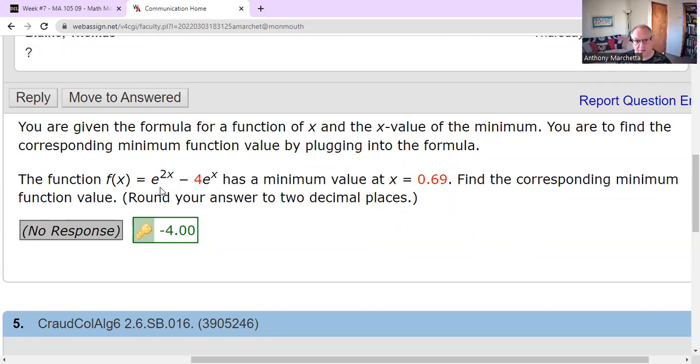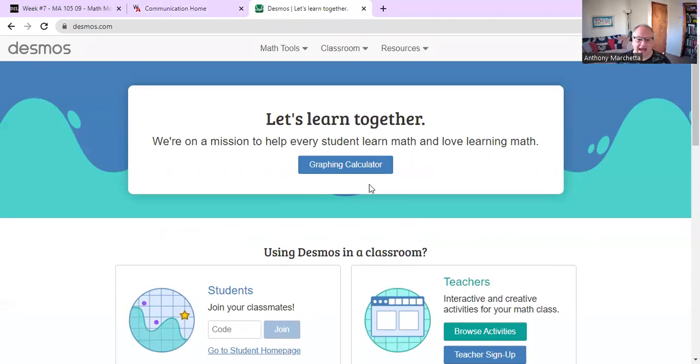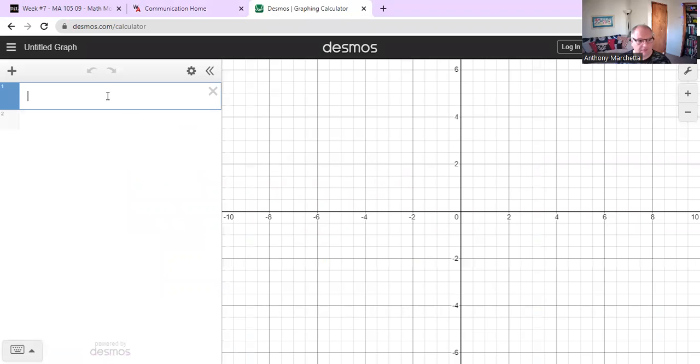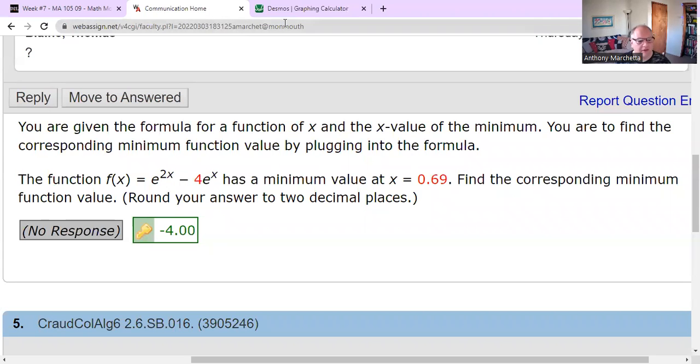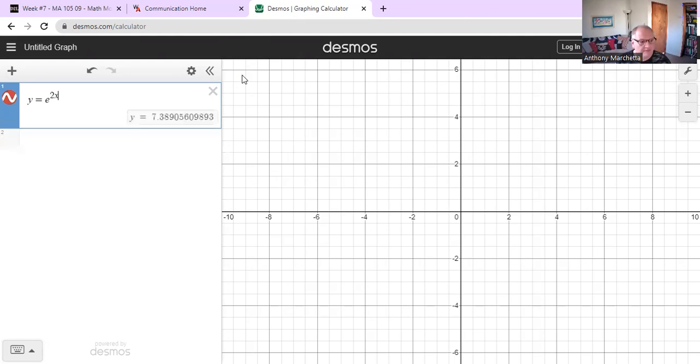So I'm going to take this formula that you see right here. It's e to the 2x minus 4 e to the x. I'm going to put it right into Desmos. In Desmos, I'll put in y equals e to the 2x minus, wait, minus 4e to the x. That's what it is, minus 4e to the power of x.